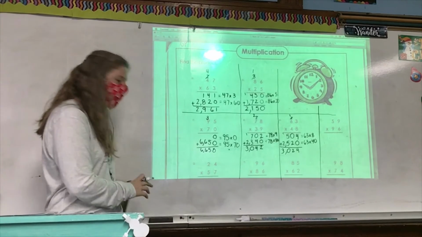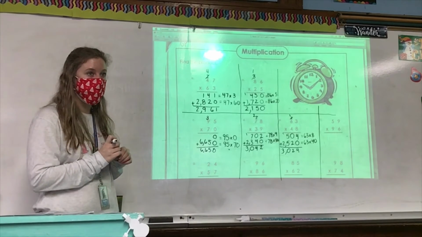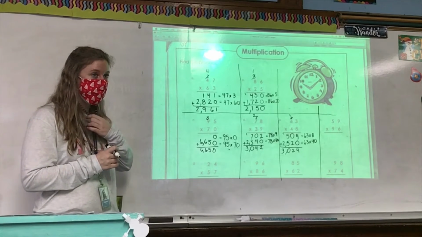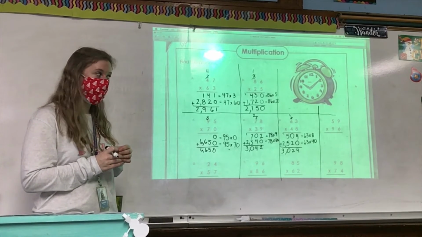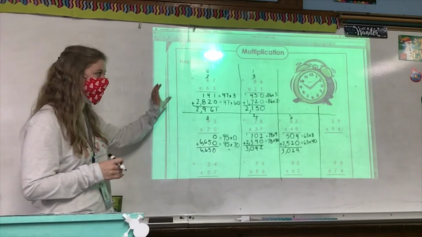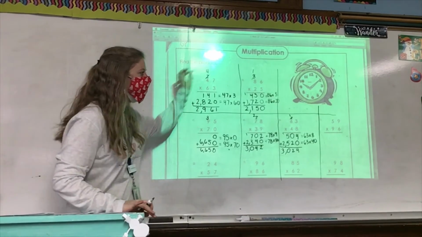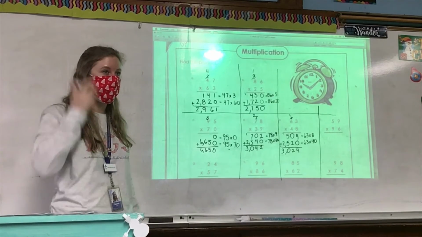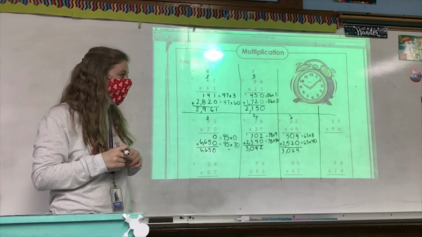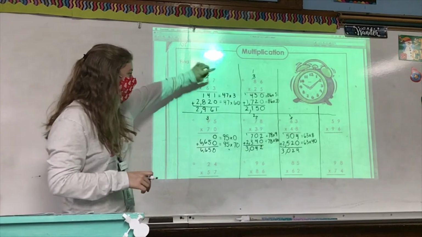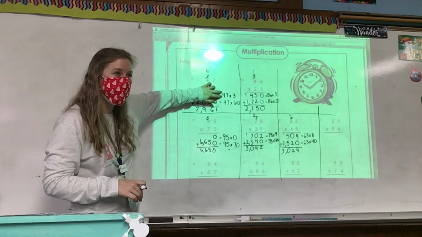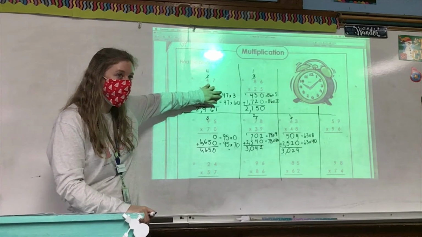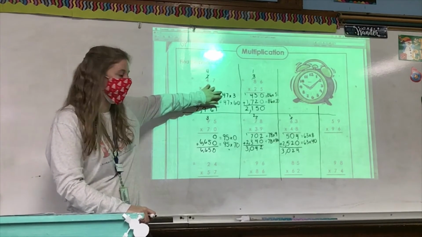What is step 1 when we're multiplying double-digit numbers? No, we're not breaking anything down. Mason, stop. Hands down, please. Have we broken anything else down? No. What did we do first every time? What is step 1? It's the same. What did we do here? We multiplied the... Nope.